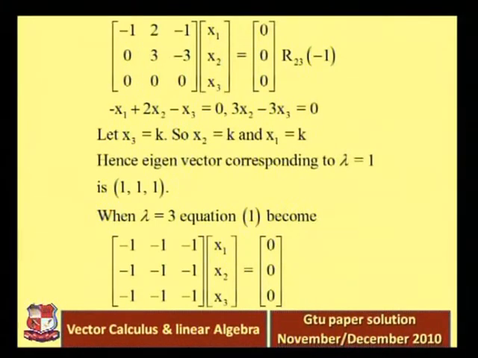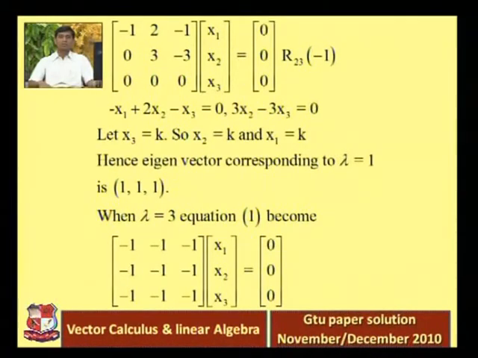So let x3 is equal to k, because in the third column we don't have a leading entry. So x2 is equal to k and x1 is equal to k. The eigenvector corresponding to lambda is equal to 0 is 1 1 1.